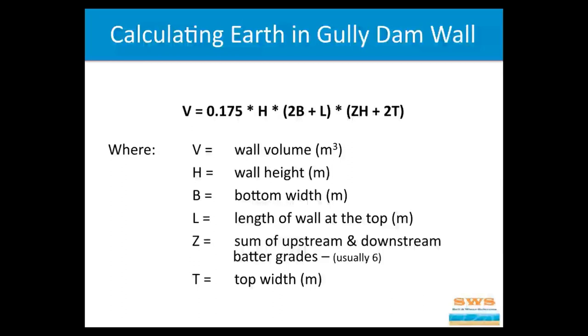So we've got a wall height, which is H, our bottom width, which is 2 times our bottom width, the length of the wall across the top from where you want the wall to start and finish, and the sum of our upstream and downstream batters. That means what angle we will have in our batters. We generally have 3-to-1 batters, so for every 1 metre in height, our batter is 3 metres wide. That gives us a good safe margin for sealing that dam wall. So the sum of those batters is usually six, and our top width, our crest width, we generally have at 3 metres wide. That allows vehicle and tractor access across the top of our wall, and gives us that bit of width so we can get the right compaction with machines.